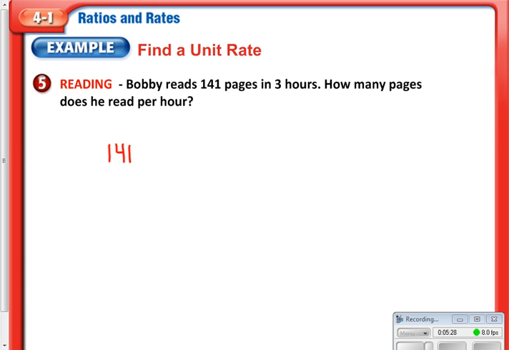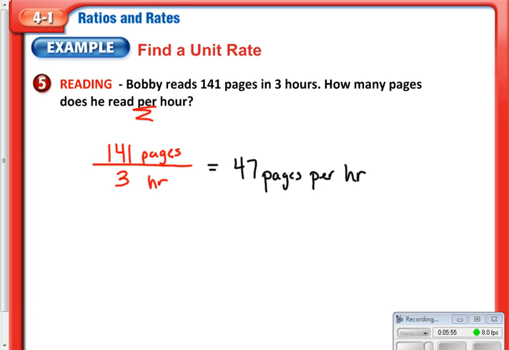So right now we have 141 pages, and this per here is division, per hour. And he reads that in 3 hours. Right there is your ratio. You're going to convert that to a unit rate. So basically what's happening is dividing. When you divide 141 by 3, you get 47, and this would be pages per hour. The per represents division. We have pages per hour. There is his unit rate.